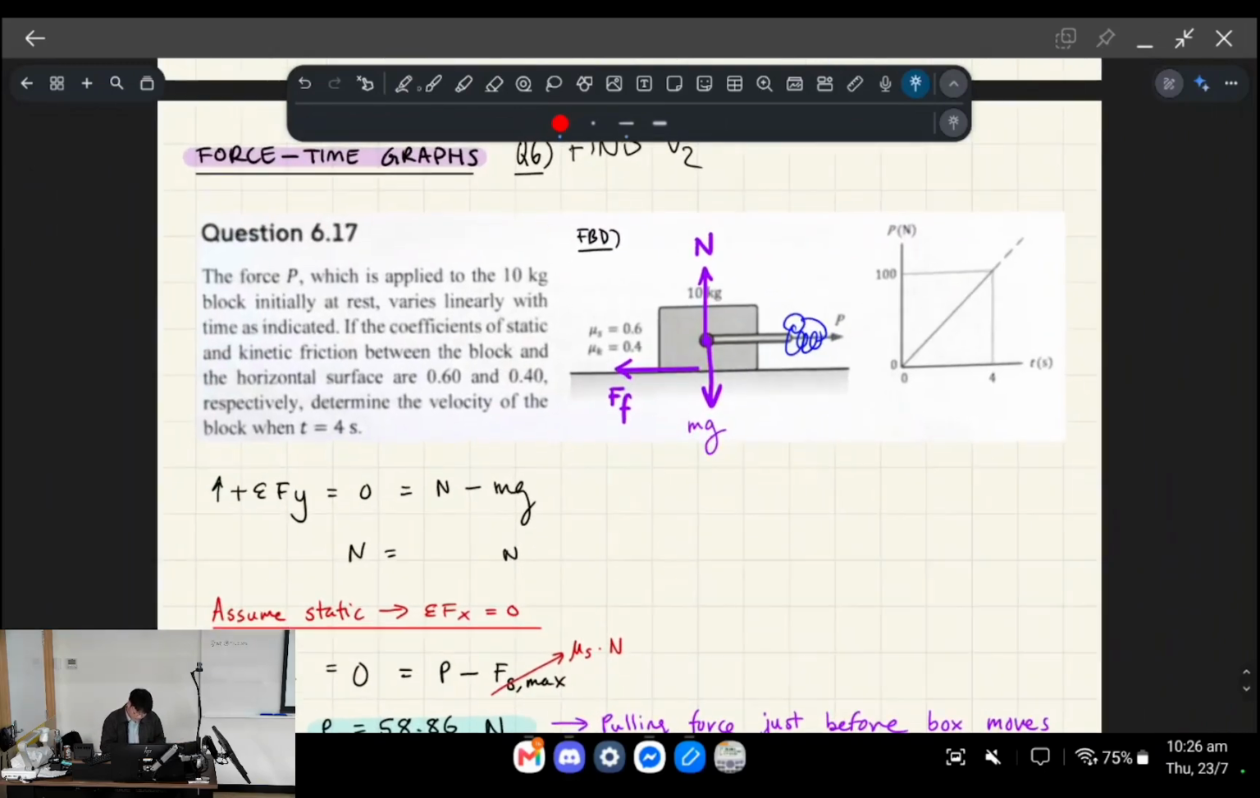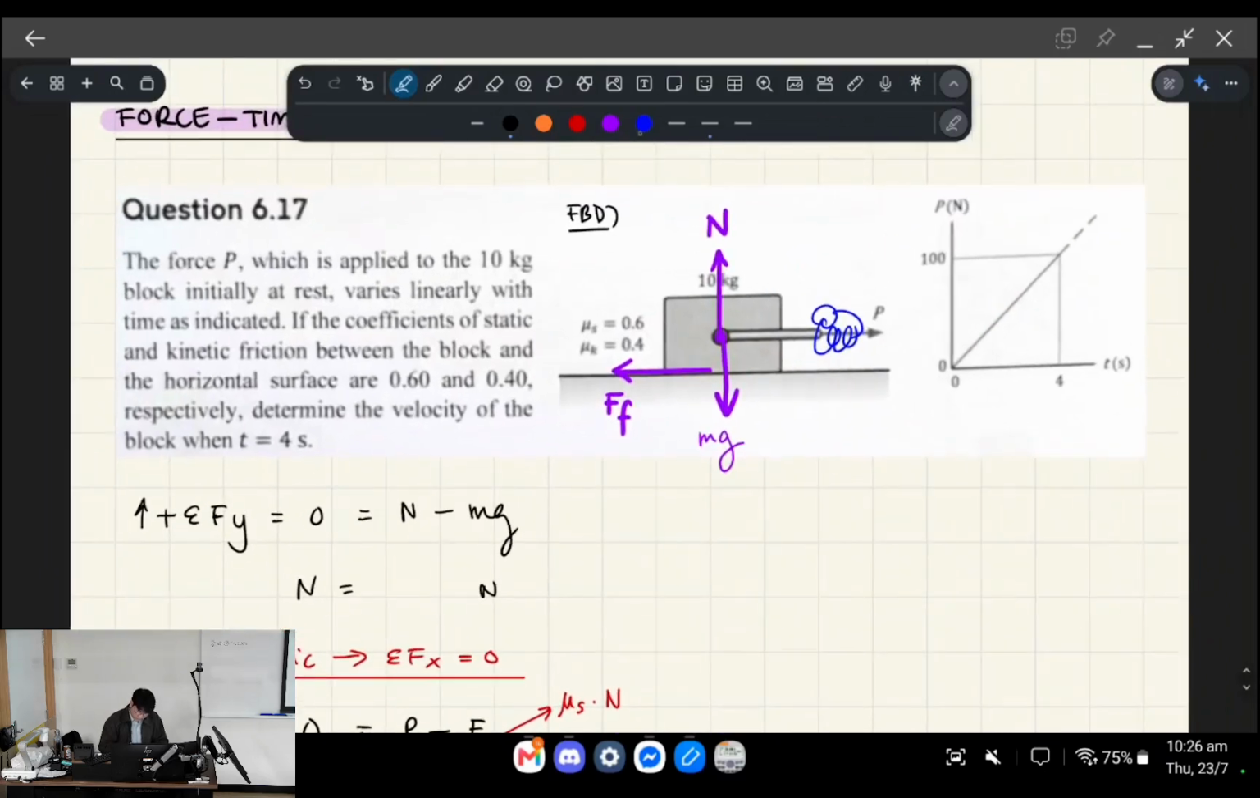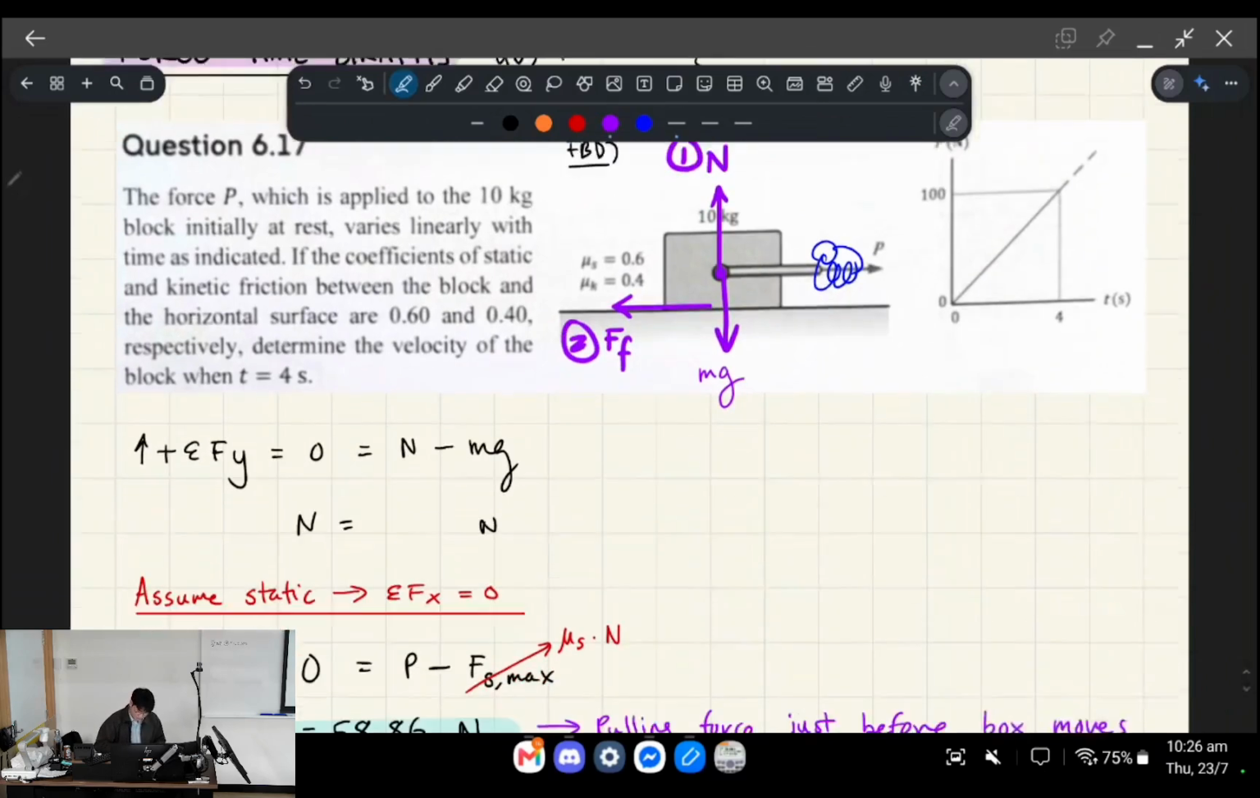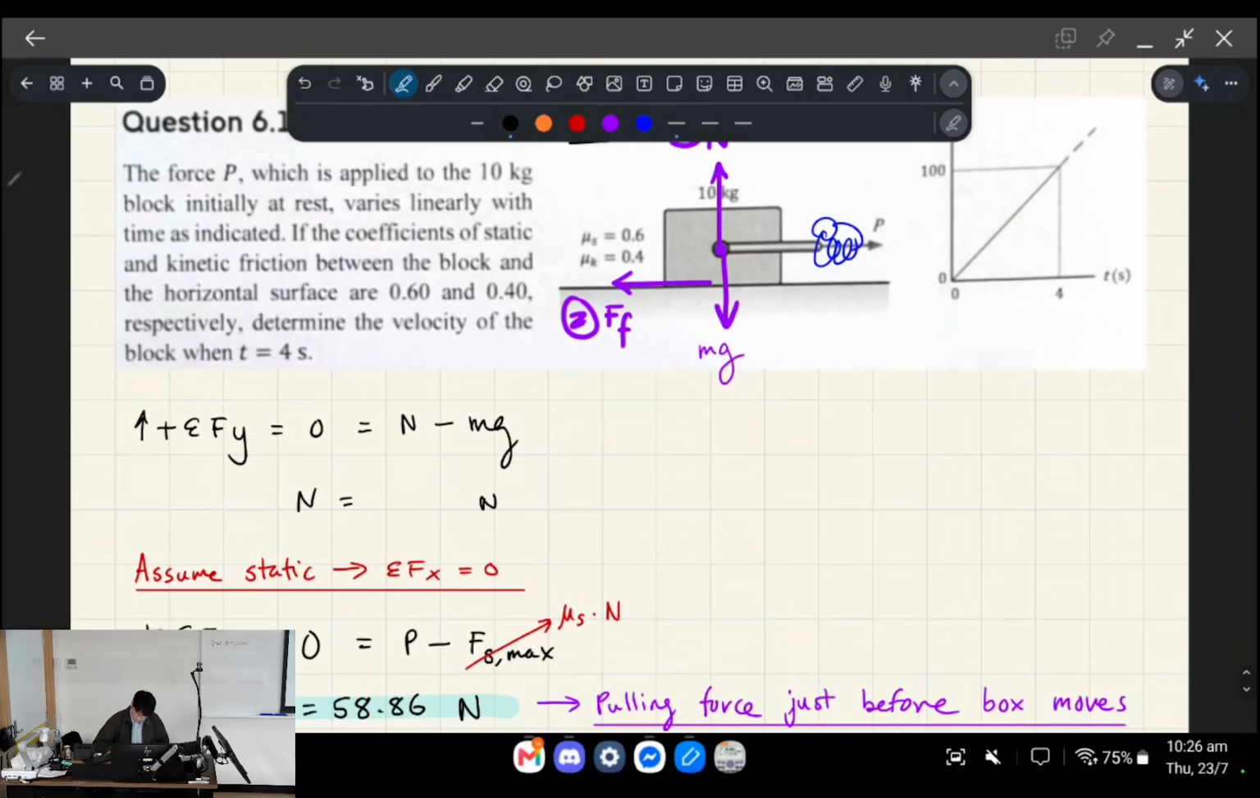Okay, but with that said, we still have to do our due diligence in checking whether the box is moving or not. So the first thing we do is find the normal force, because we can't find friction without the normal force. So we do the vertical equilibrium. And since we know the mass of the box is 10 kilos and gravity is 9.81, the normal force is going to be this in newtons. Okay, so that's step one done.